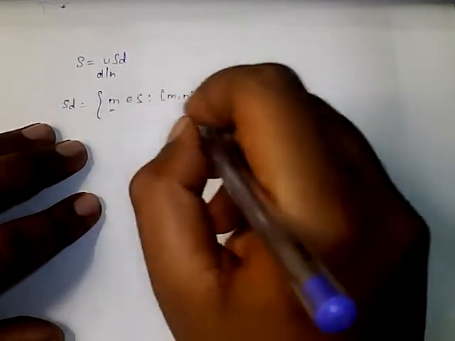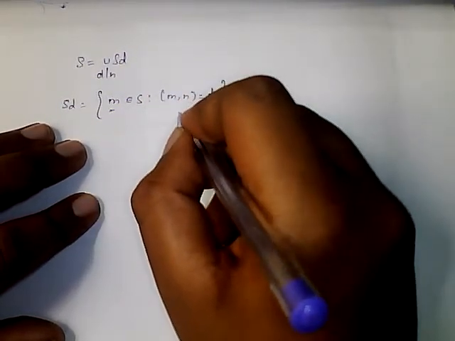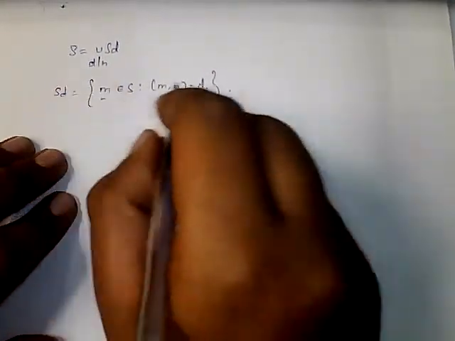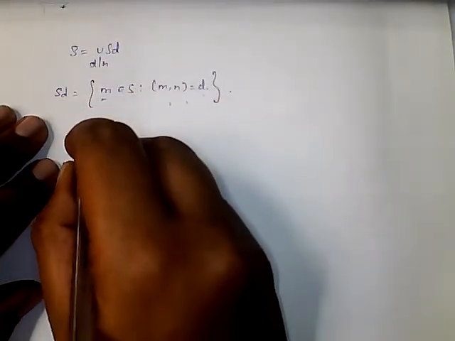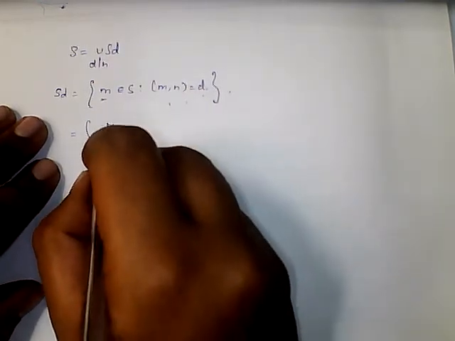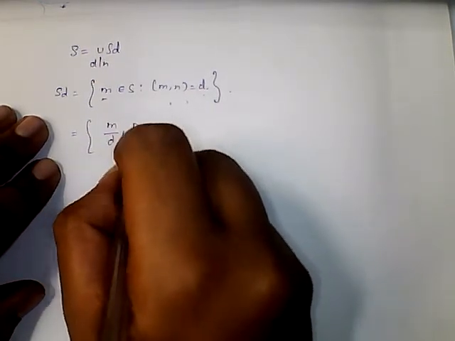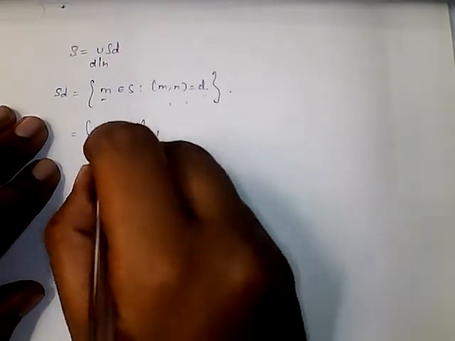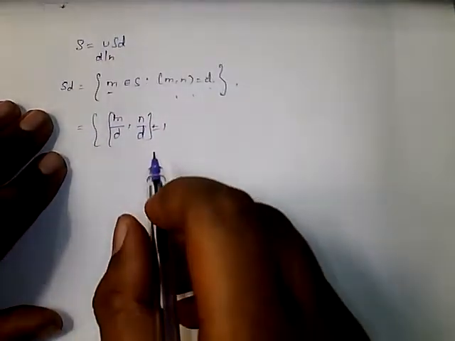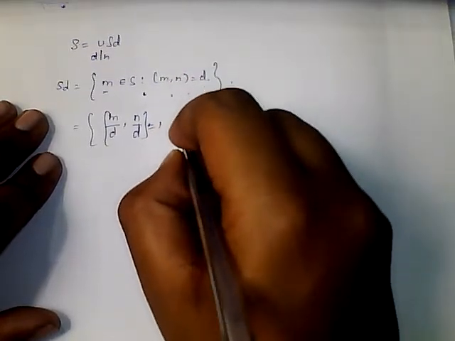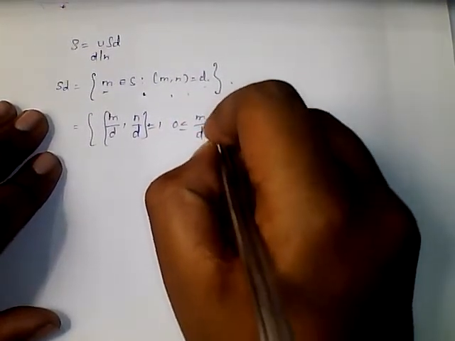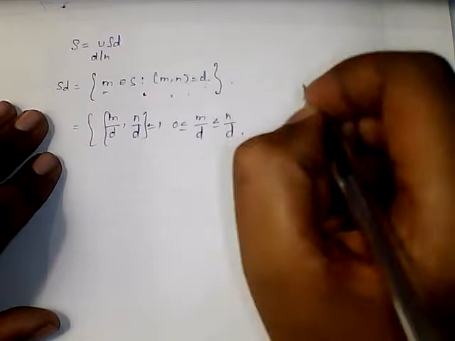So for that reason M belongs to S and the GCD of M comma N equals D, the same concept that we are using here. And we know that we can represent this as the GCD of M by D and N by D equal to 1, where M belongs to S, and we know that 0 is less than or equal to M by D is less than or equal to N by D.